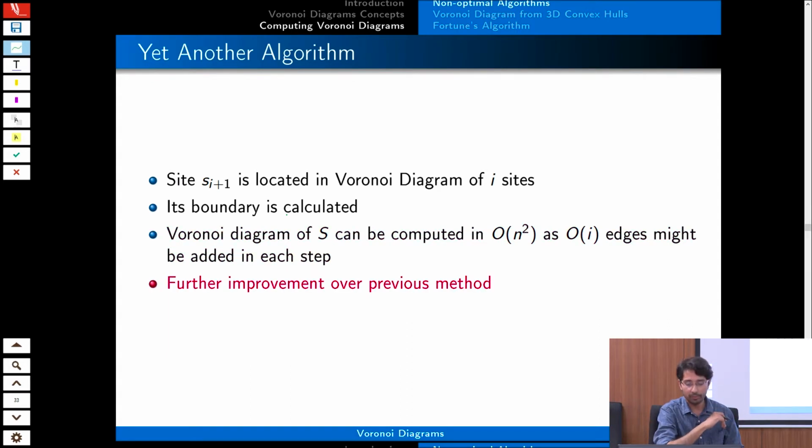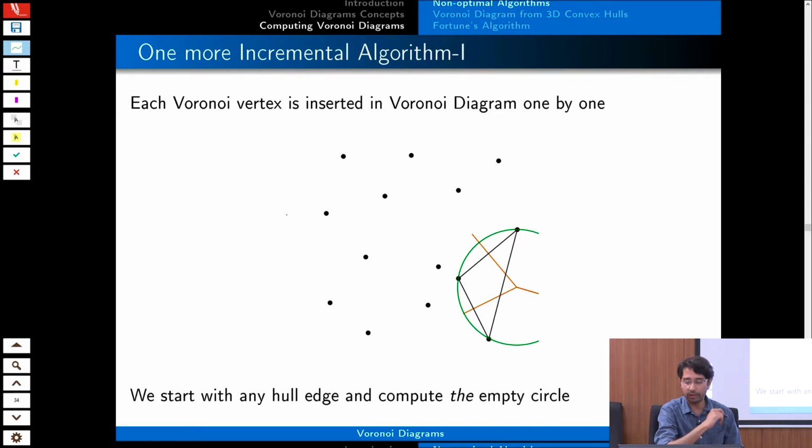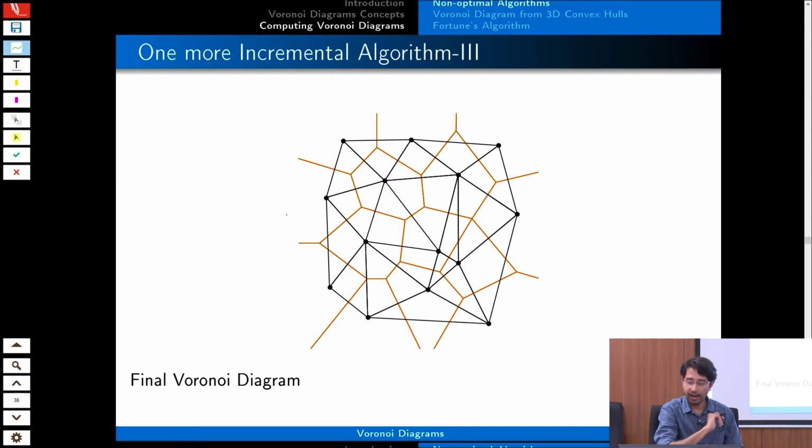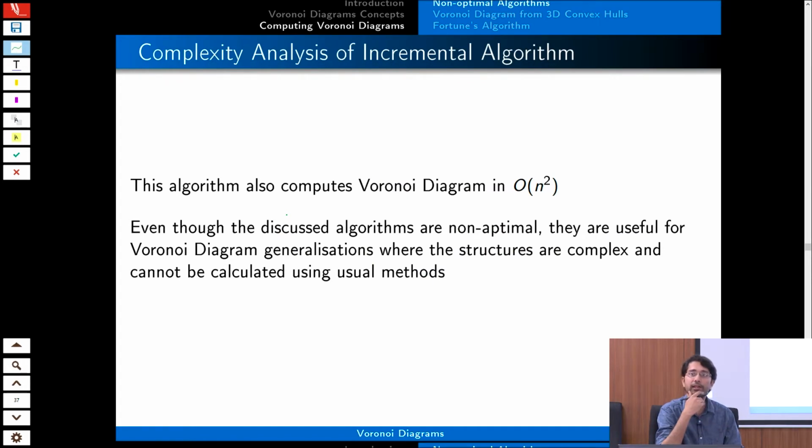One more improvement. There is one you can try from convex hull, and you will see that it again gives you n square time to compute the Voronoi diagram. Now, the question is, can we beat this n square bound? Is it possible to beat this n square time bound? Obviously yes, that is why I am here, and let us see how to do it.